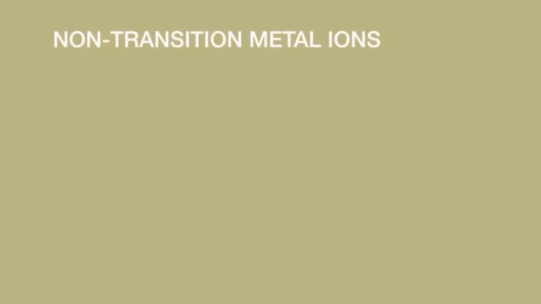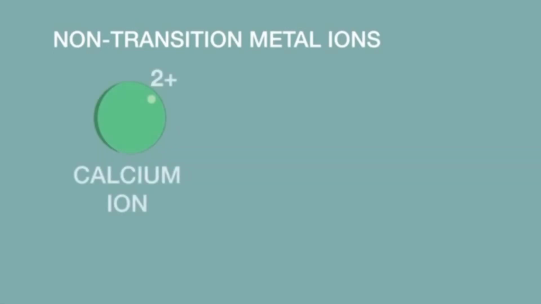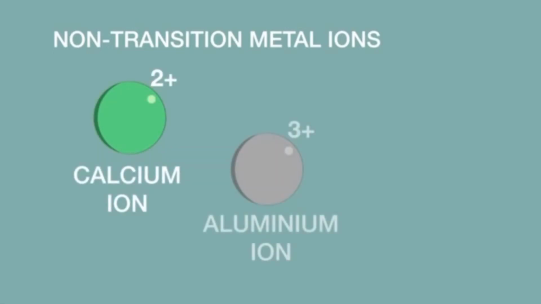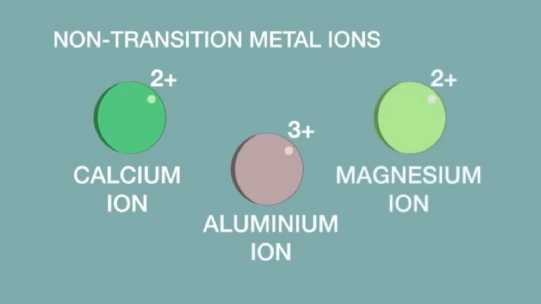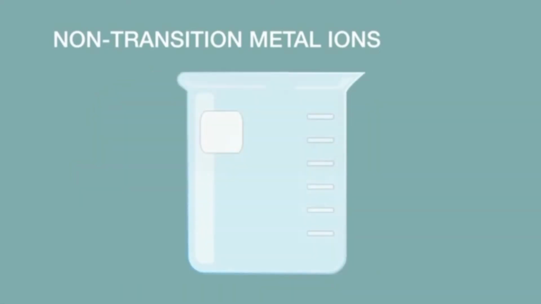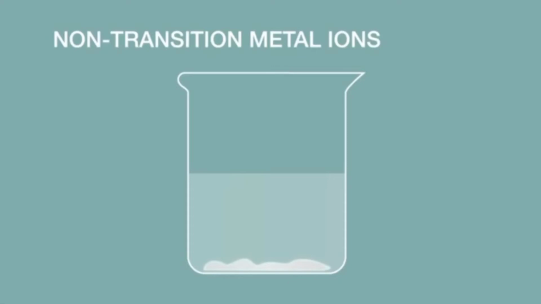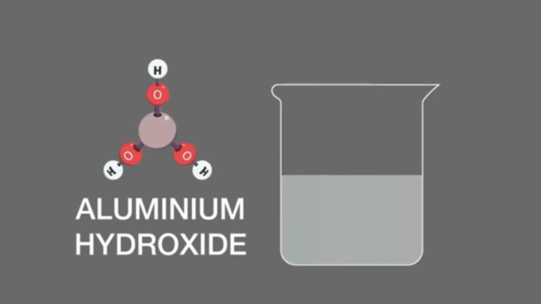Some non-transition metal ions that form a precipitate upon the addition of aqueous sodium hydroxide are the calcium ion, the aluminum ion, and the magnesium ion. These resulting metal hydroxide precipitates are white. Further addition of sodium hydroxide will dissolve aluminum hydroxide.